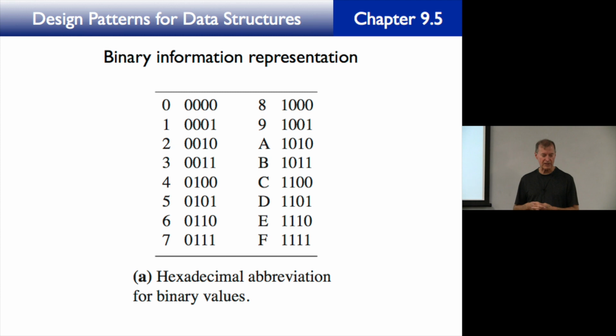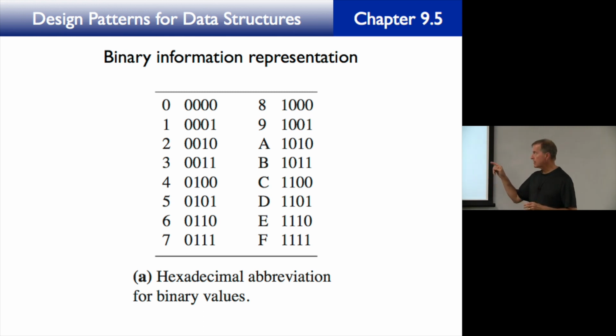In this slide, we have the hexadecimal abbreviation for binary values. You know that all information in a computer is stored in binary, in other words, as a string of ones and zeros. This hexadecimal abbreviation is just a way to store binary patterns more compactly, so that we don't have to write out all the bits.